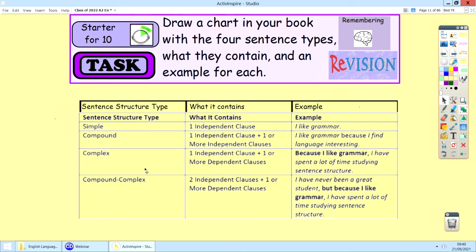Compound-complex: two independent clauses, two sentences that make sense all by themselves, and one or more dependent clauses. So here, I have never been a great student. That would make sense all by itself, so that's an independent sentence. But because I like grammar, that's a dependent clause because it doesn't make sense on its own. I have spent a lot of time studying sentence structure. That again is a sentence that would make sense all by itself. So two independent clauses, one or more dependent clauses. If you didn't get those, you can write them down, draw yourself a chart, fill your chart in, and use these for revision.